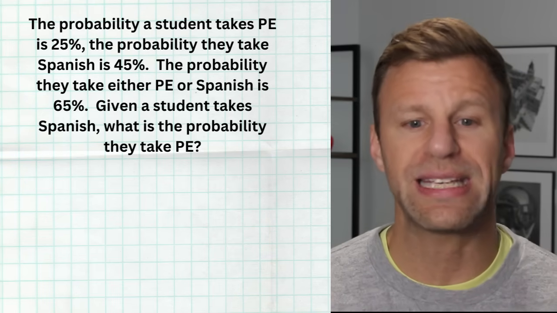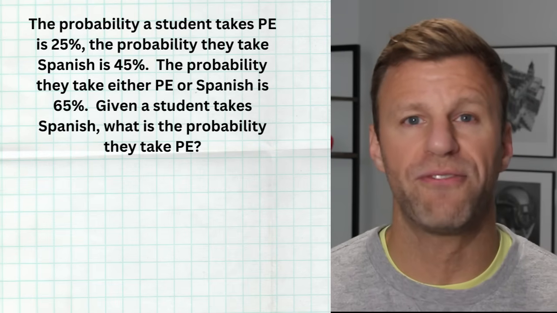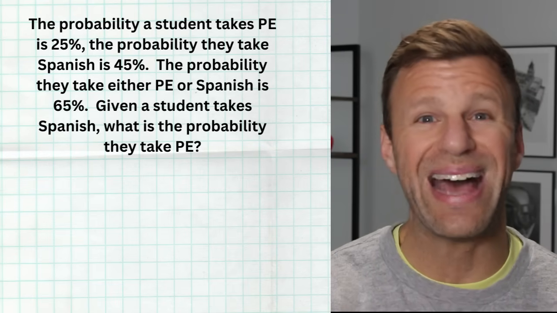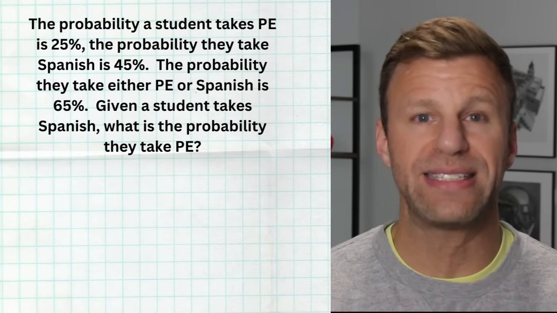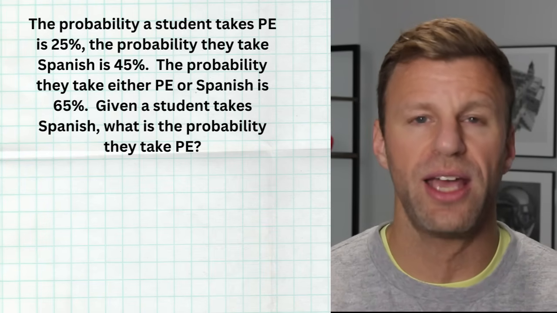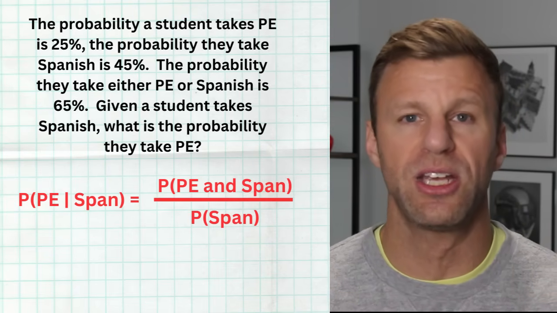Now the question here is, given that a student takes Spanish, what is the probability that they also have physical education? So first, recognizing this is a conditional question because of that word given. So we're finding the probability that they take physical education. That's literally what the question said. But after that line is what was given, we know that the person is taking Spanish.